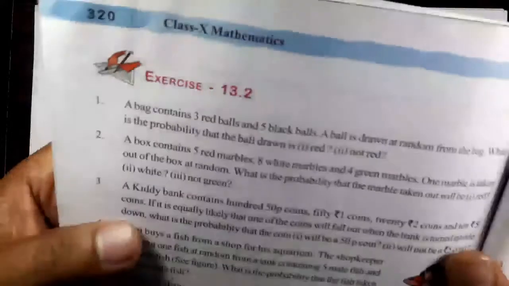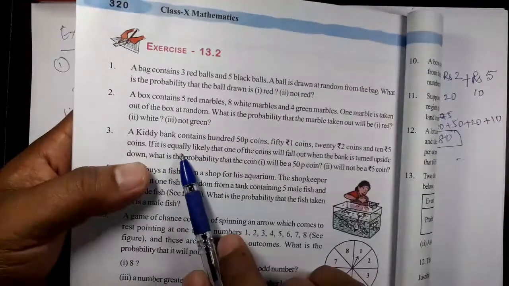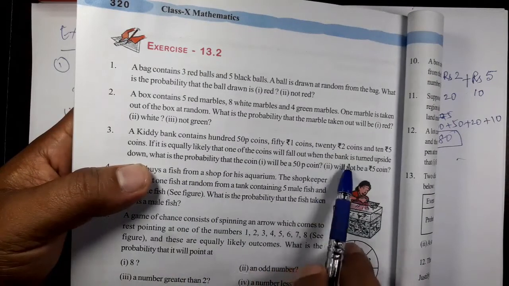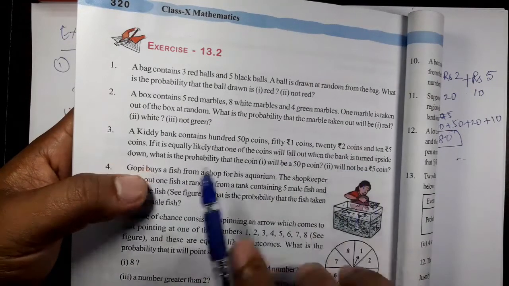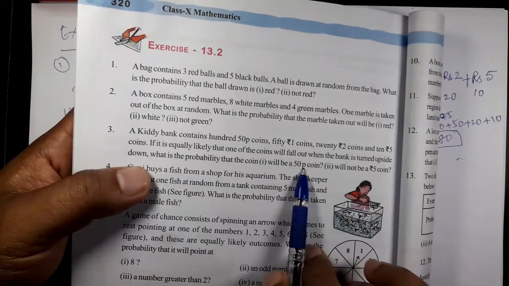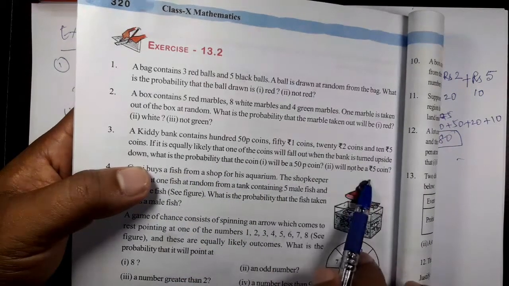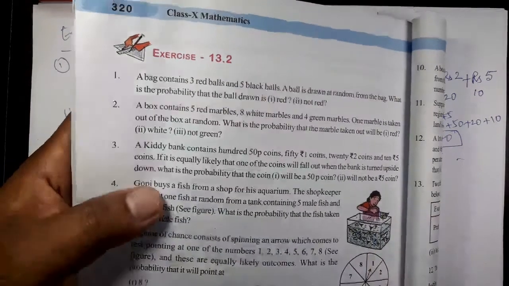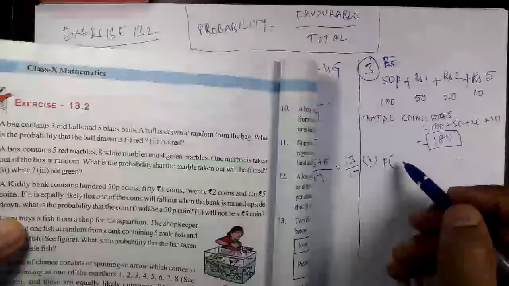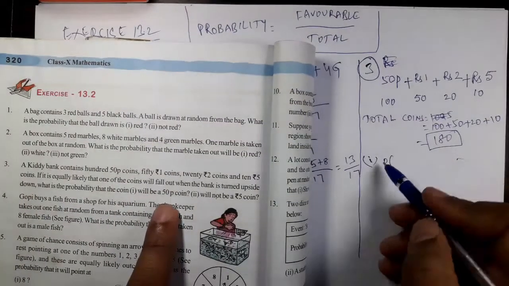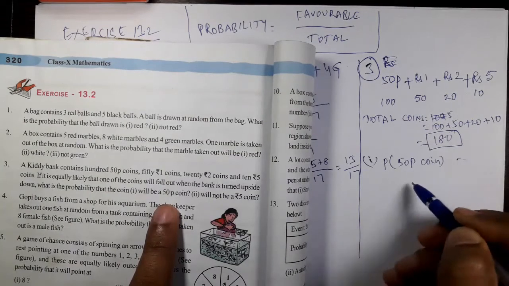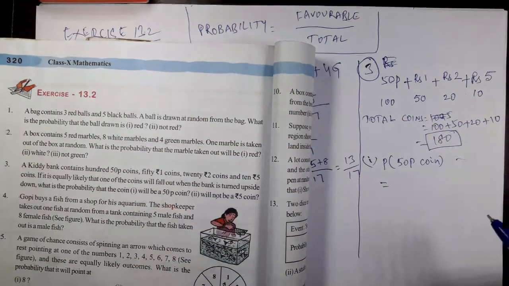if it is equally likely that one of the coins will fall out when the bank is turned upside down, what is the probability that the coin will be a 50 paisa coin, that will not be a 5 rupee coin? 2 parts, right? First part, probability that the coin which came out is a 50 paisa coin.